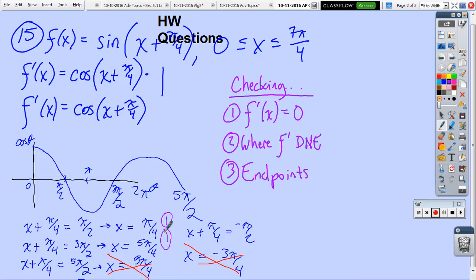So now number 2. Where does the f prime not exist? Well, this is just a cosine. This is just a wave. There's no issue of a vertical asymptote or a hole or anything like that. So 2 is taken care of, so it gets a check mark. And I could say here that cosine of x plus pi over 4 is continuous.